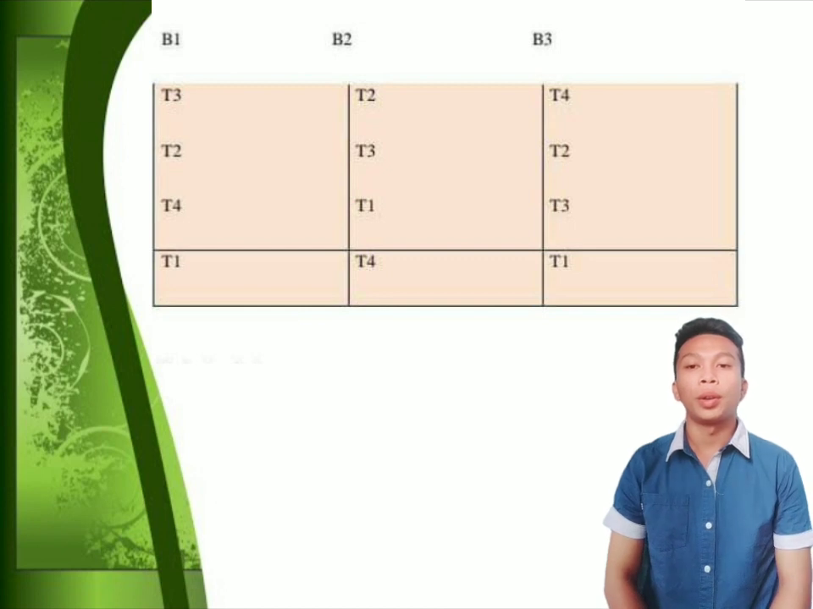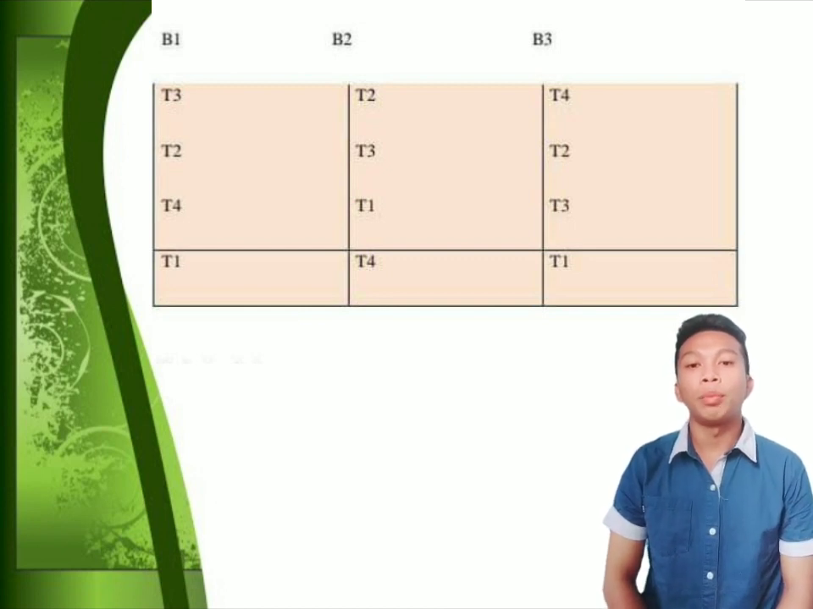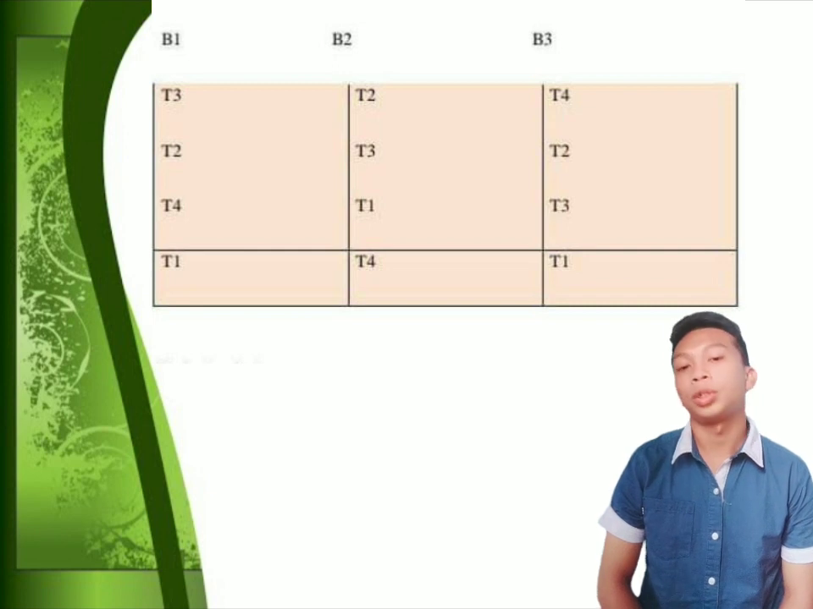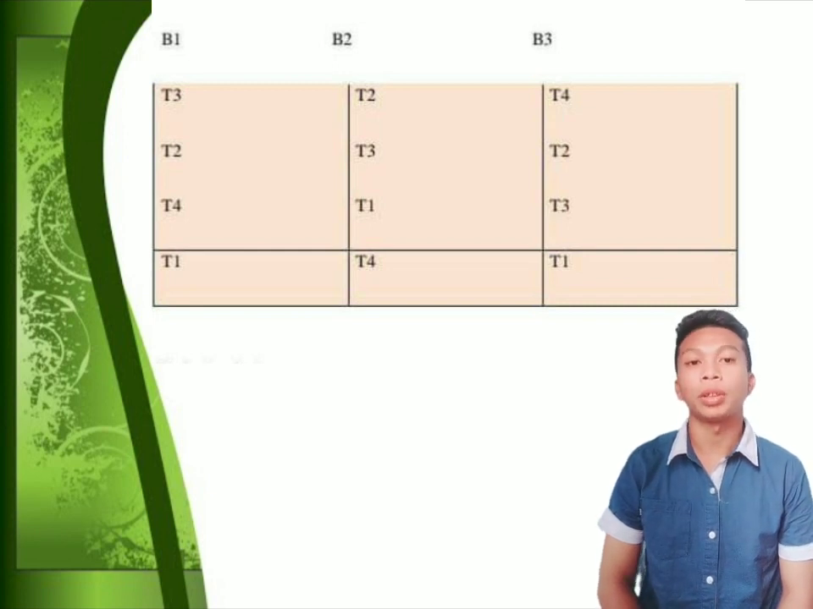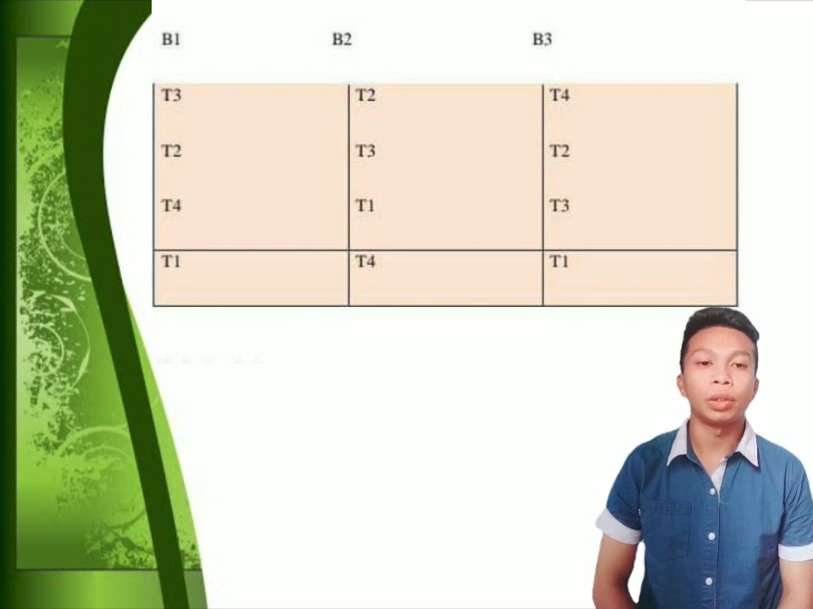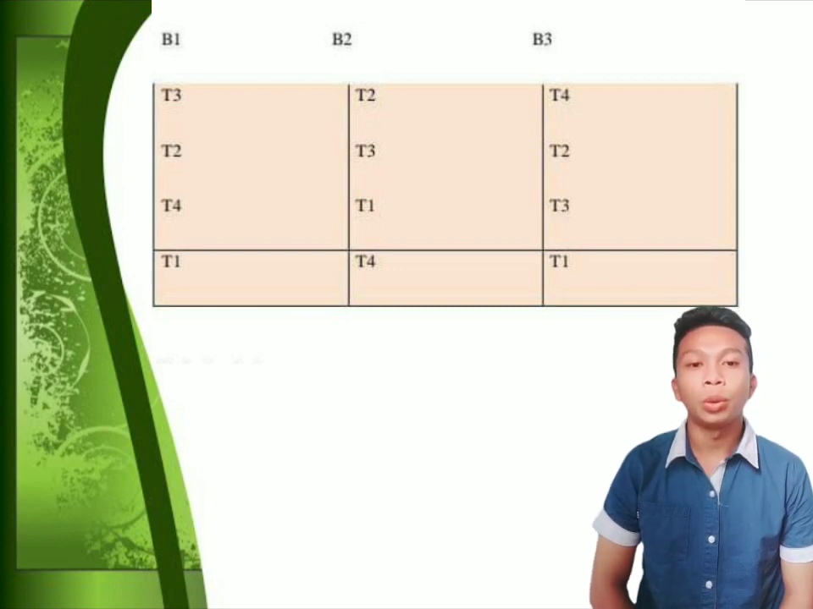For B1, we have treatment number 3, treatment number 2, treatment number 4, and treatment number 1. For B2, we have treatment number 2, treatment number 3, treatment number 1, and treatment number 4. And for B3, we have treatment number 4, treatment number 2, treatment number 3, and treatment number 1.